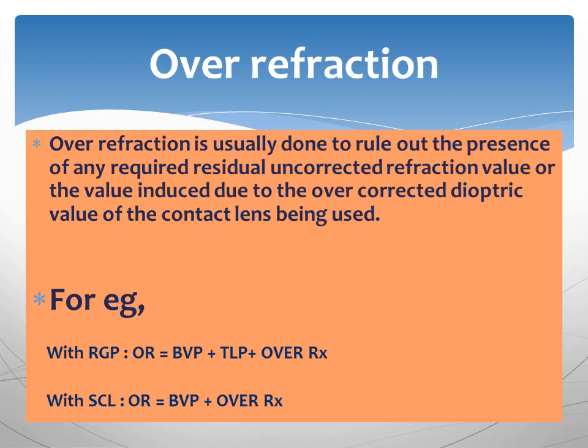So for example, with RGP, the total power, or the ocular refraction, will be the back vertex power plus the tear lens power plus the over refraction value. But in case of soft lens, the tear lens power is 0. Therefore, we are only considering the back vertex power and the over refraction.